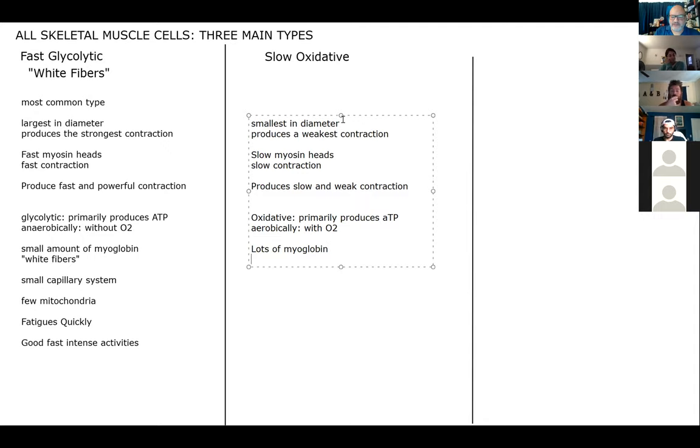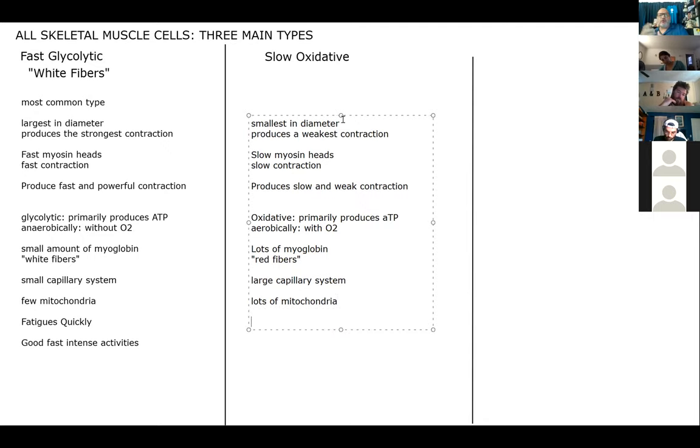As such, these are often referred to as the red fibers because they have a lot of that pigment inside of them. They're going to need a large blood supply to keep that oxygen flowing to them. And of course, with all that oxygen, they're also going to need lots of mitochondria. So while these muscle cells produce a slower and weaker contraction, they're much more efficient at producing ATP, so these muscle cells are going to be fatigue resistant. So we're going to be able to produce that contraction for a prolonged period of time.